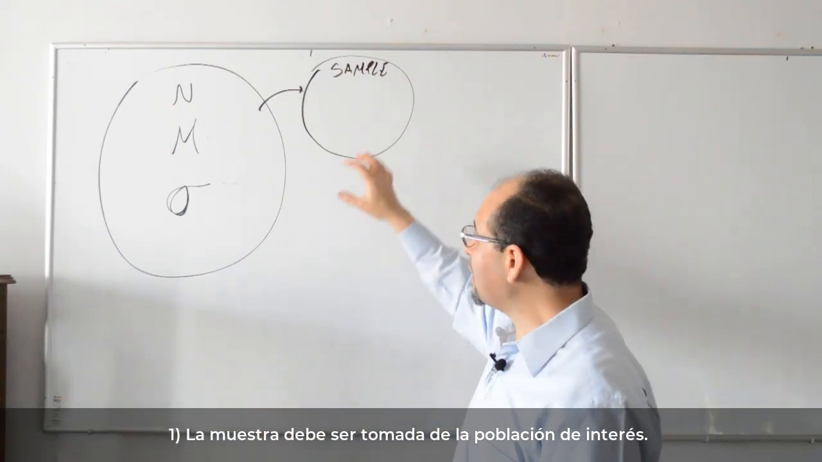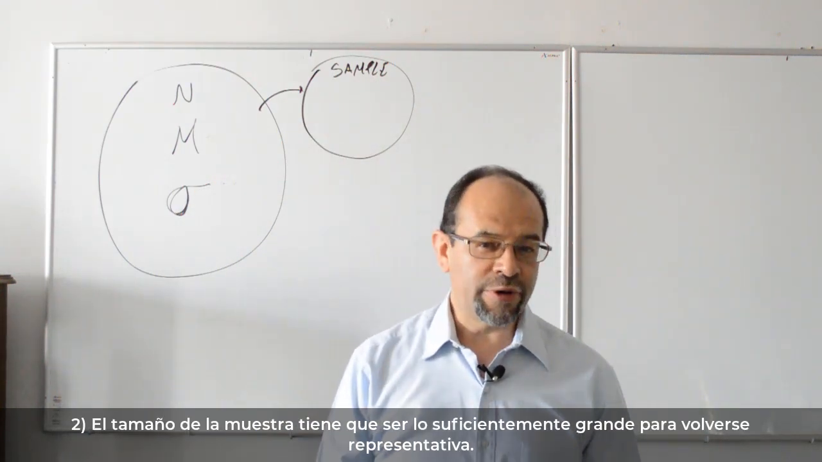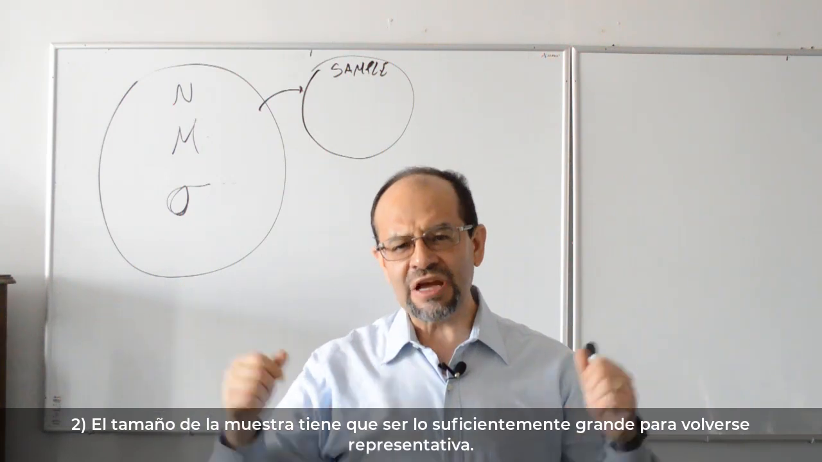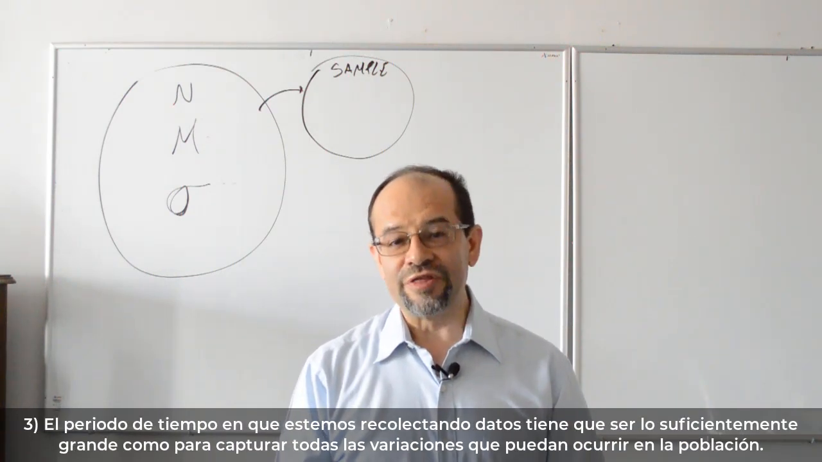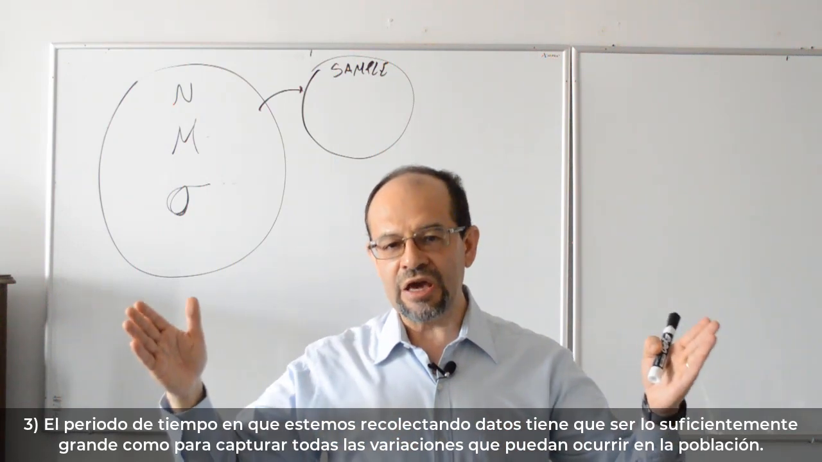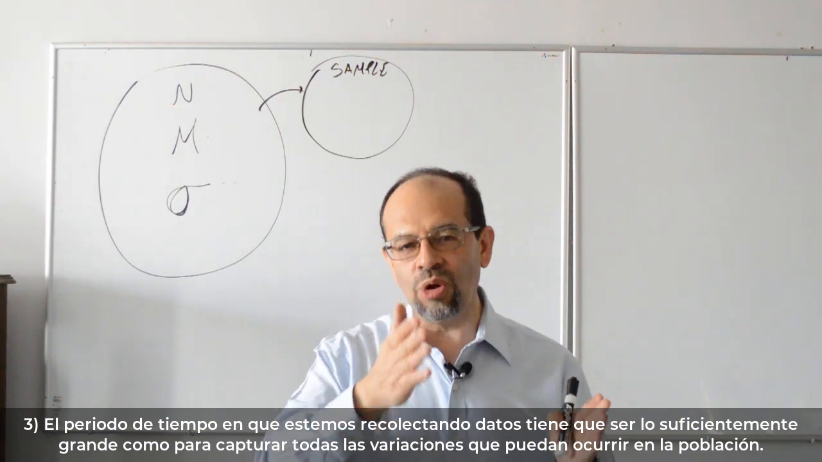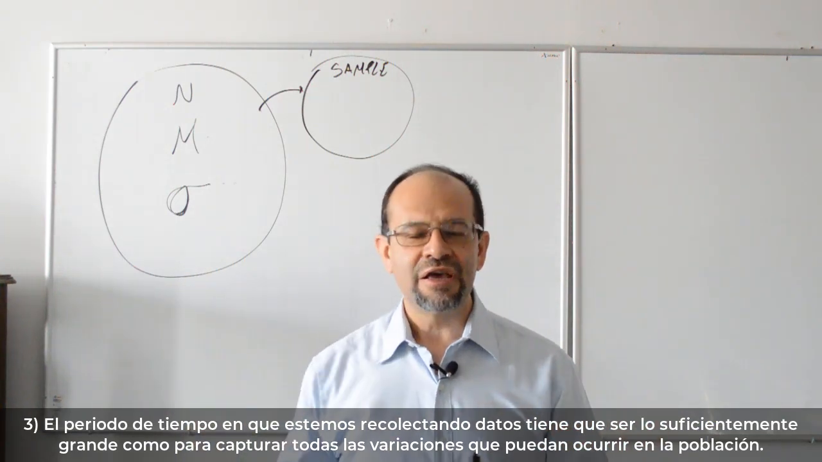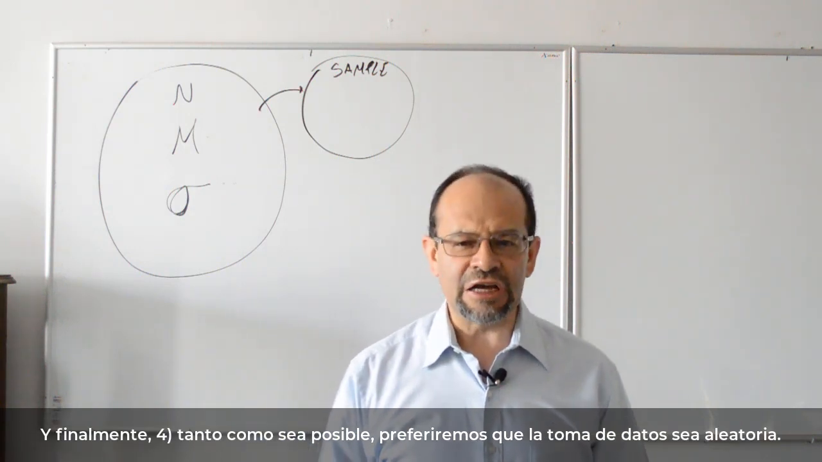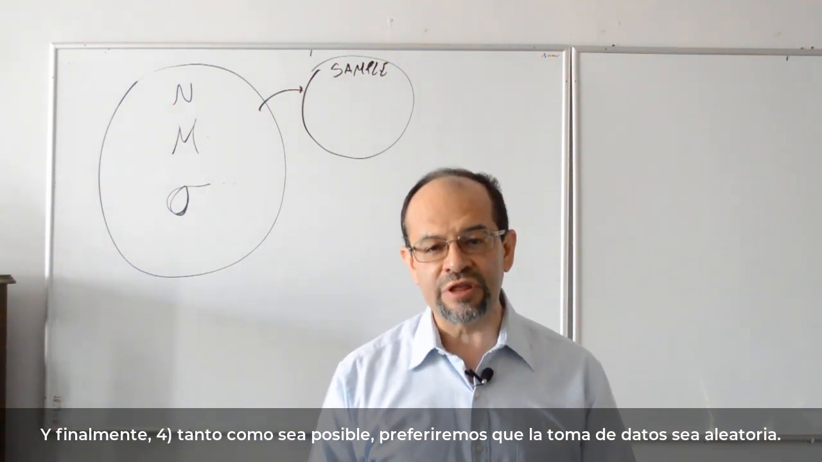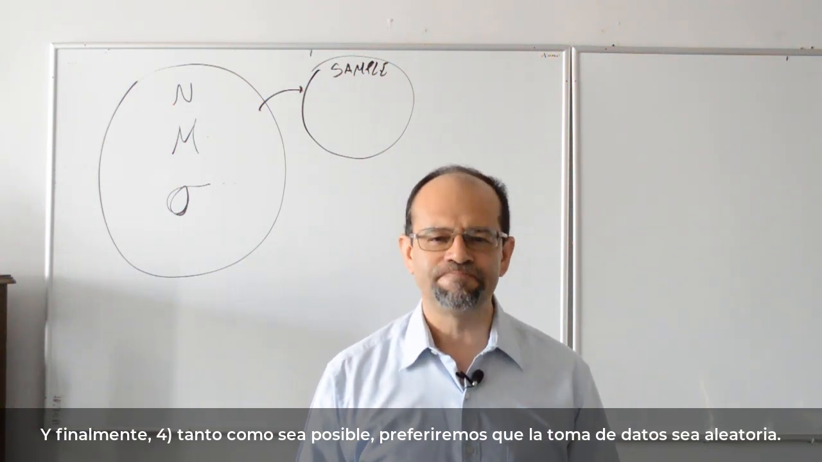Number one, the sample should be taken from the population of interest. Number two, the size of the sample has to be big enough to become representative. Third, the period of time that we are collecting data has to be big enough to collect all the variations that can happen in the population. And finally, as much as possible, we would prefer to take random data, or randomly take the sample.